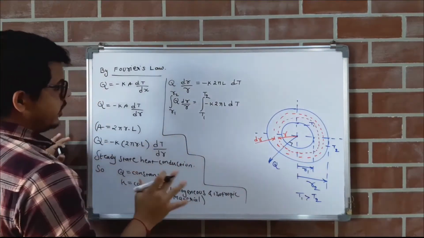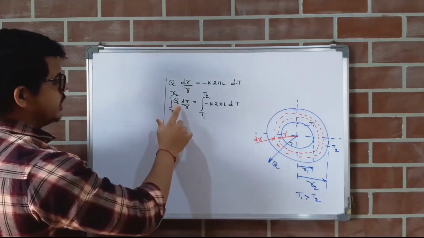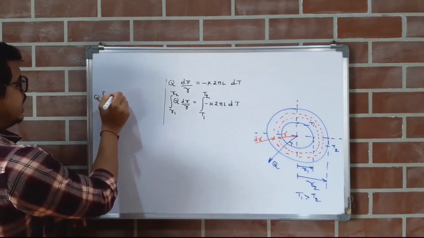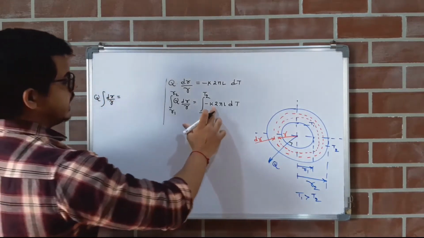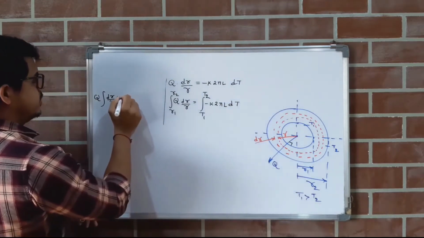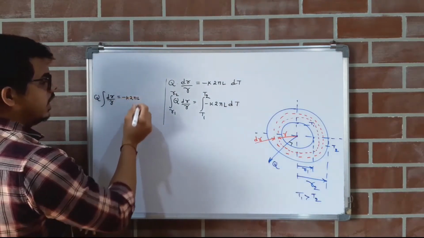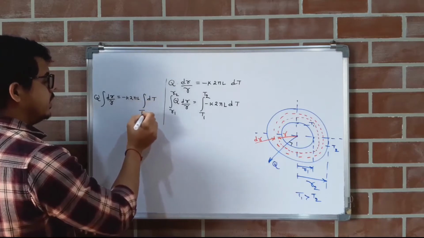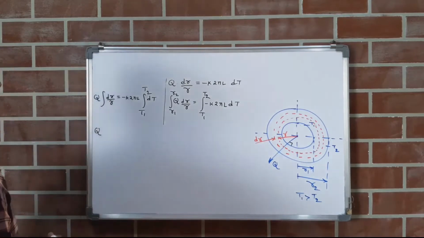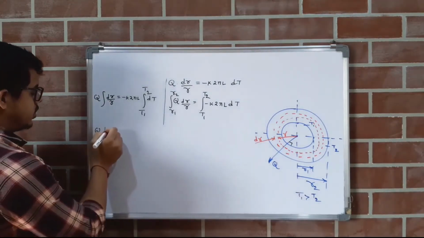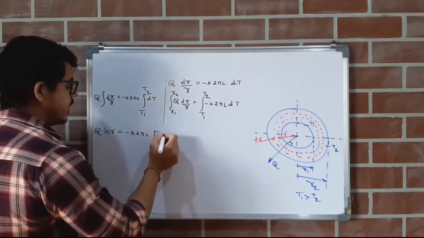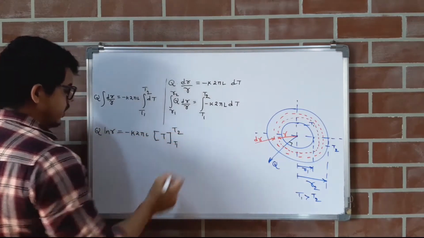Now I have to rub this part. As q is constant, I will bring it out of the integration. So I will write q into integration dr upon r is equal to, this k 2 pi L is a constant term, so I will bring it out of the integration. So it is minus k 2 pi L into dt from t1 to t2. So q into, what will be the integration of 1 upon r? It will be log r. So ln r is equal to minus k 2 pi L into t from t1 to t2.